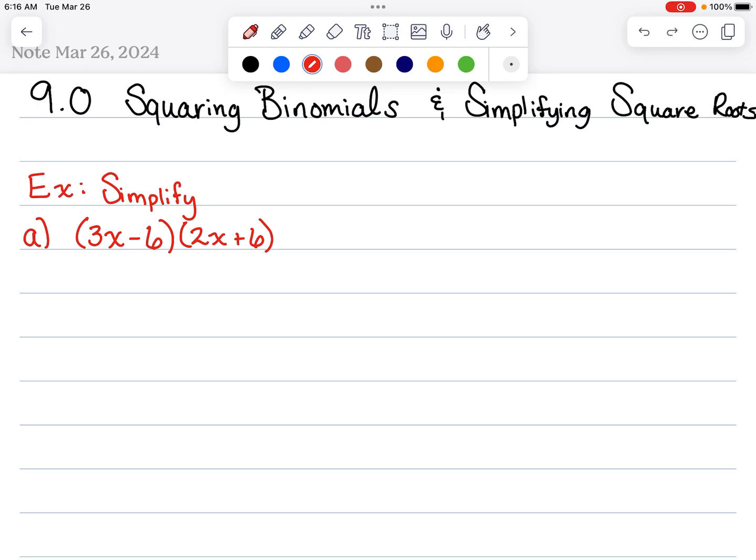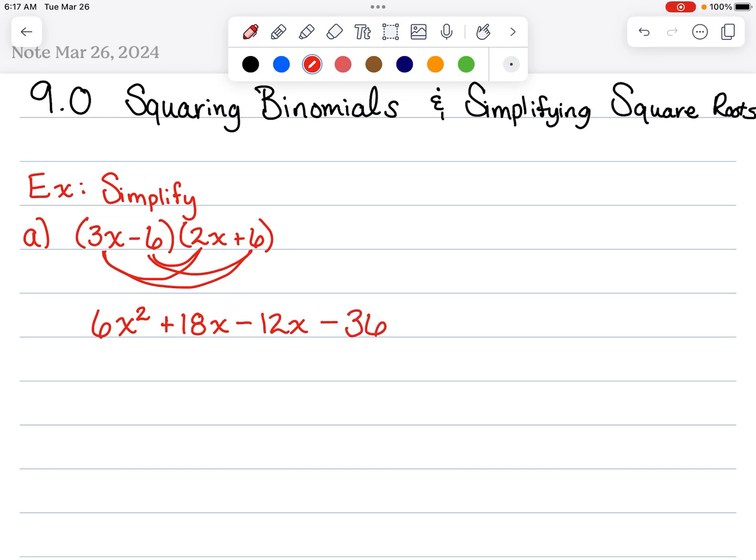So I take this 3x and I'm going to multiply it by both the 2x and the 6, starting with the 3x. 3x times 2x, 3 times 2 is 6, and x times x is x squared. So that's 6x squared. 3x getting multiplied by the 6 is a positive 18x. Negative 6 getting multiplied by the 2 is a negative 12x. And negative 6 getting multiplied by a positive 6 is a negative 36.